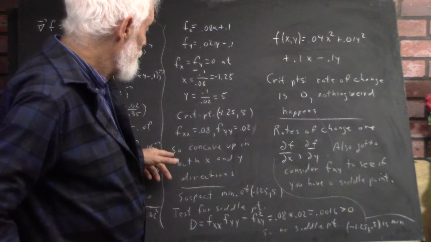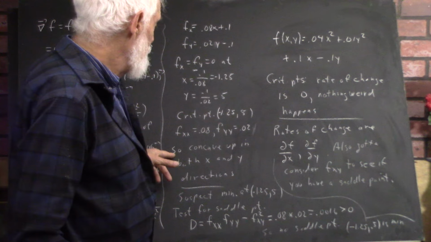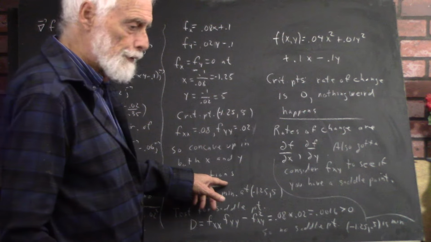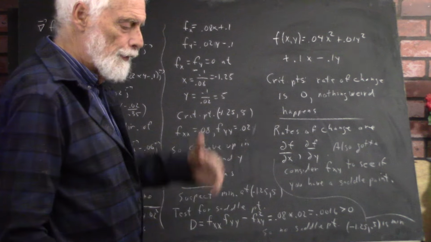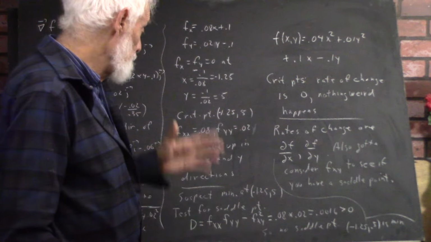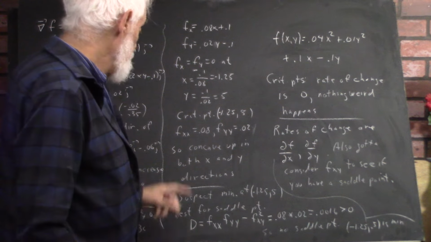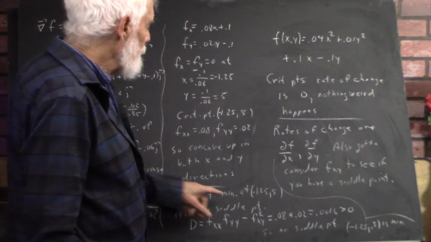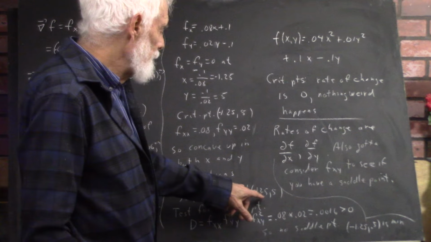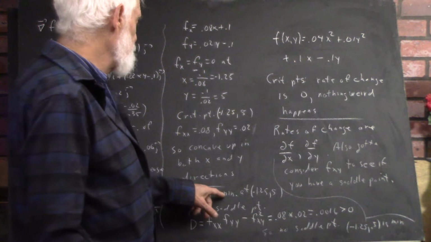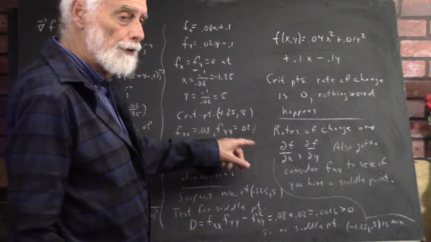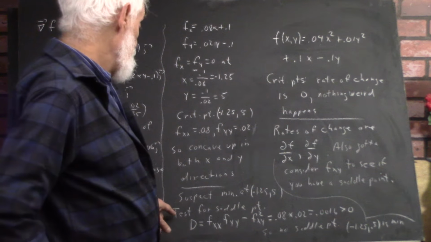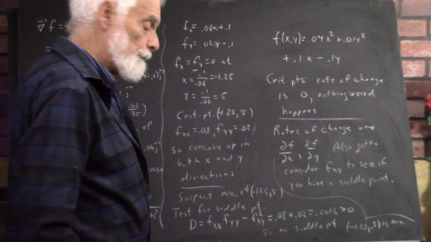It follows then that the function is concave up in both the x and y directions. I should have maybe said in both the xz and yz planes, or planes parallel to the xz and yz, but that's okay. So we suspect there's a minimum at (-1.25, 5). Now, why do we suspect a minimum? Because both of these are positive, and positive curvature means you tend to have a minimum. But we have to test for a saddle point.